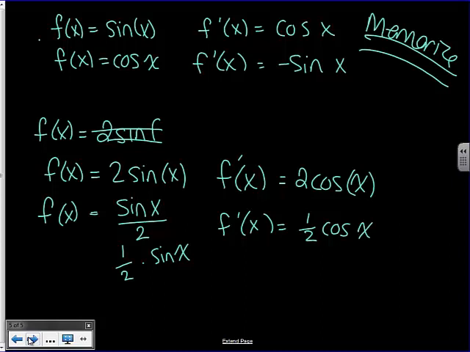And lastly, what if I gave you f of x equals x plus cosine x? Well, if I want f prime, what did we say earlier the derivative of x was? 1. Well, what's the derivative of cosine? Negative sine, so minus sine x.